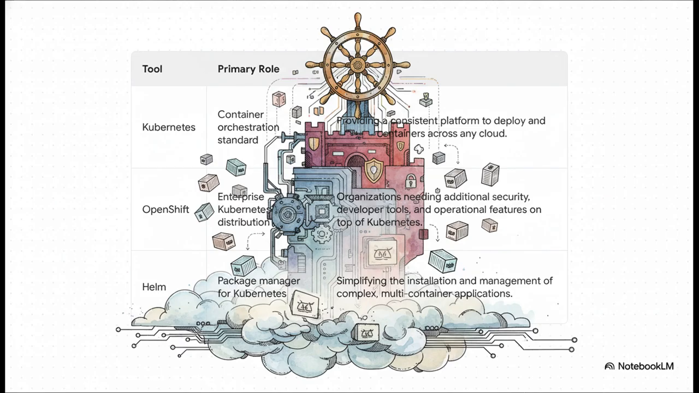It's the standard, period. Now, if you're a big organization that needs extra security and developer tools right out of the box, OpenShift builds this amazing enterprise-ready platform on top of Kubernetes. And to manage all the apps running on Kubernetes, Helm is your package manager. It's like the App Store for Kubernetes, making complex stuff simple.